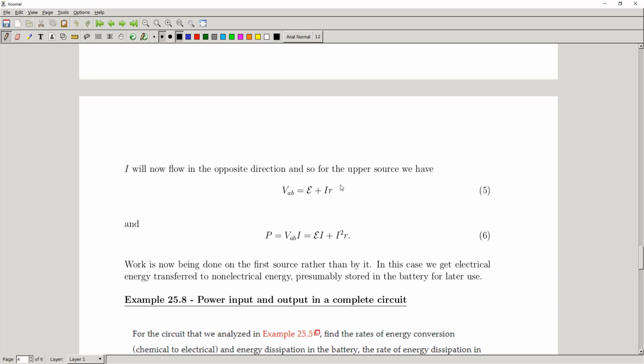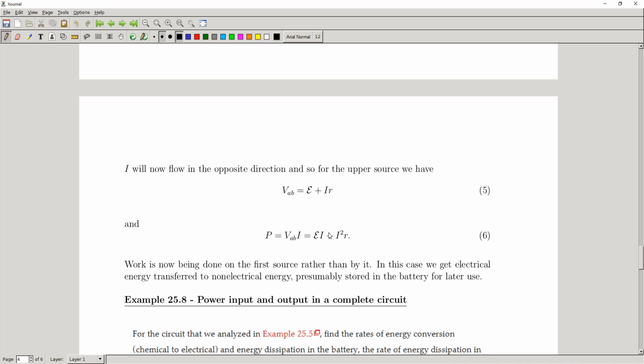Okay, and so again, if we go through this whole procedure of multiplying through by I, we end up with an expression here, the same as we did above, except that now we have this plus where we used to have a minus, and so now we have this work being done on the first source rather than by the first source.